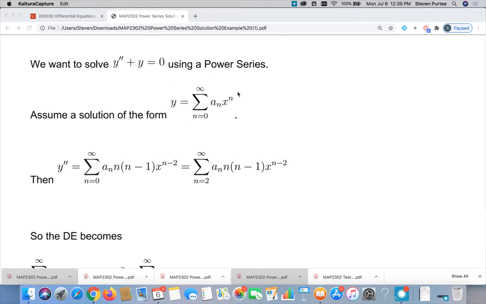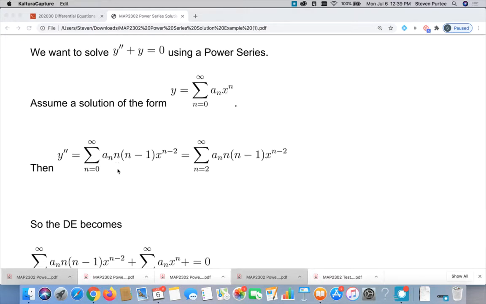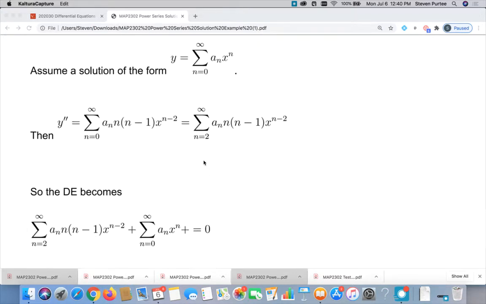We assume our solution looks like this. Then take two derivatives. You should check this on your own that this is what you get if you take two derivatives. Now note, we won't always play this game here, but in this case it will help. The first term, when I plug in n equals 0, this whole thing is 0. The second term, n equals 1, makes this 0. So the first terms are 0. I might as well start counting at 2. That's the first non-zero term.